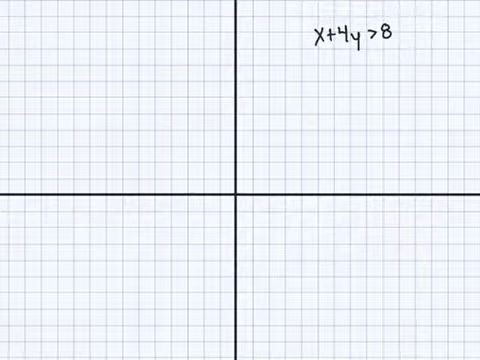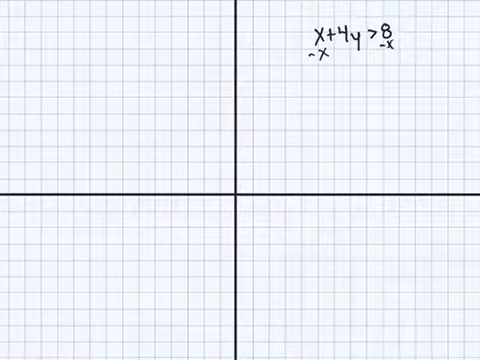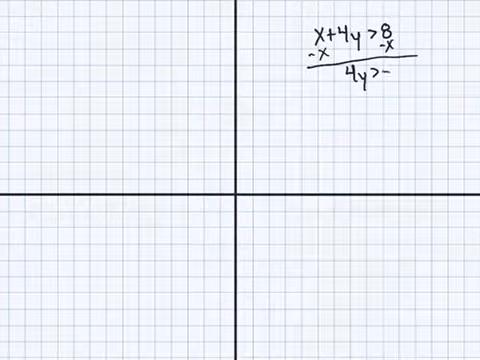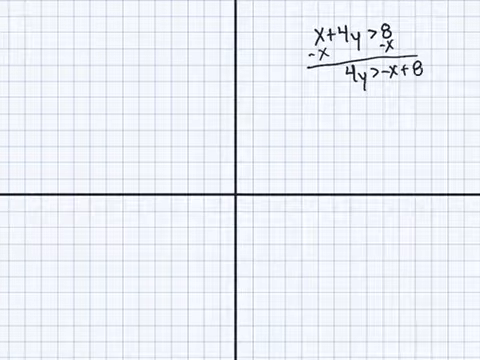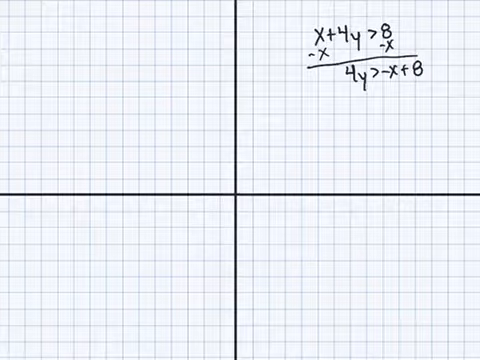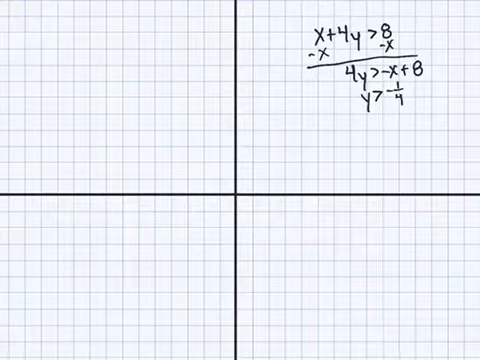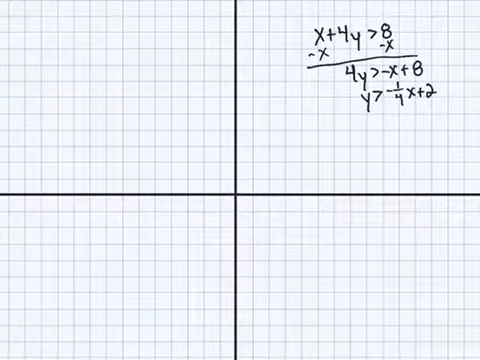Here we're going to take a look at graphing the inequality x plus 4y is greater than 8. The first thing we have to do when we're graphing inequalities, just like equations, is getting them in the slope-intercept form. So I'm going to start by subtracting x from both sides. So I get 4y is greater than negative x plus 8. Then to isolate the y, I'm going to divide everything by 4. So y is greater than negative 1/4 x plus 2.